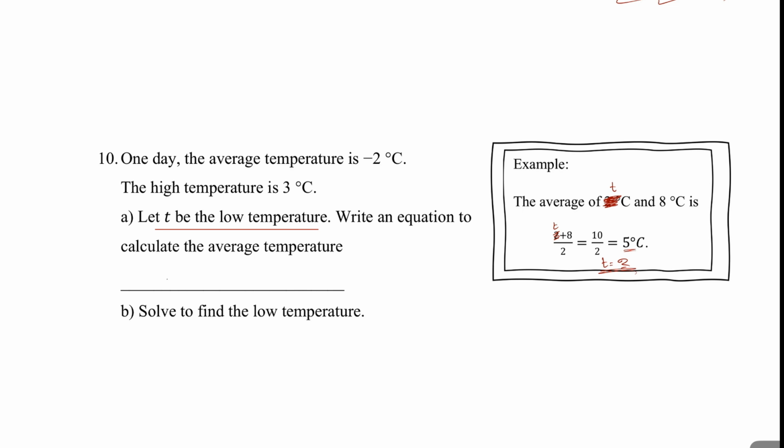You will get a value, and you have to solve and find the low temperature. So first write down the equation and solve. After writing down the equation, you can rearrange it, and finally you will get the answer like T equals a number. That's everything.